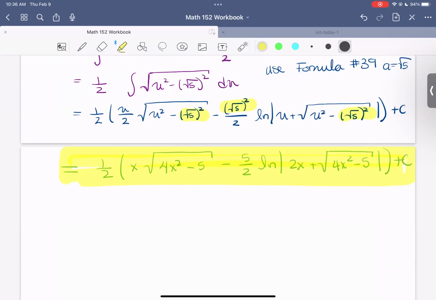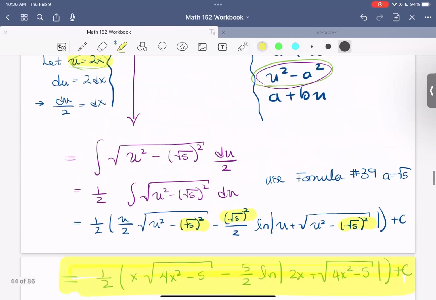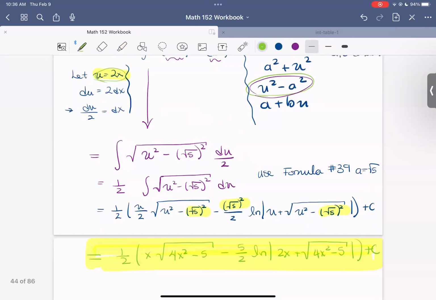Nice work. Without that formula table, we might have to use another method like integration by parts. And I don't know about you, but just looking at this final expression, that integration by parts might have been pretty tricky. Great work working through part A of this example 5.